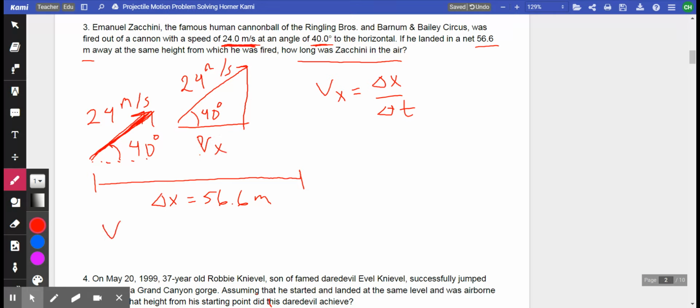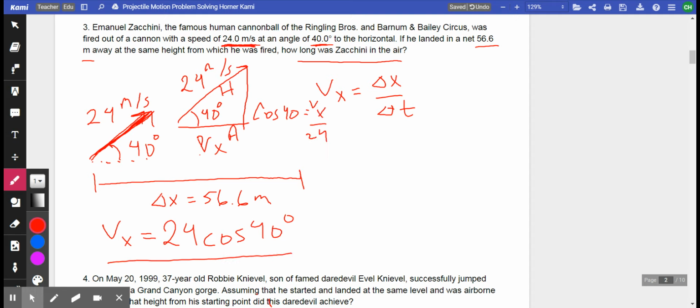So Vx is equal to, so this is our adjacent side. So I know I have to use cosine. Remember, this is the hypotenuse and this is my adjacent side. And so cosine of 40 is equal to Vx over 24. So Vx is equal to 24 times the cosine of 40. When I do that, as long as you're in degrees, it gives me a speed in the x direction of 18.4 meters per second.